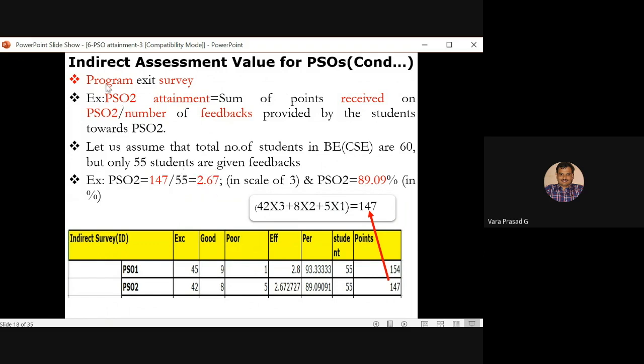So the indirect attainment value with respect to PSO2 is 2.67 on a scale of 3. In case you want to represent it as a percentage, because some people ask for the PSO attainment in percentage, then 2.67 divided by 3. Why divided by 3? Because the maximum is 3: one is low, two is medium, three is high. So 2.67 divided by 3, how much do you get? 89.07. In this way you have to calculate the PSO attainment for the other PSO, I mean PSO1, also.